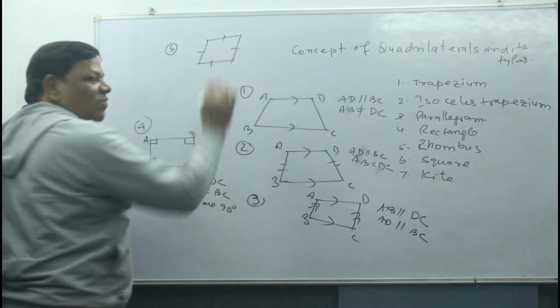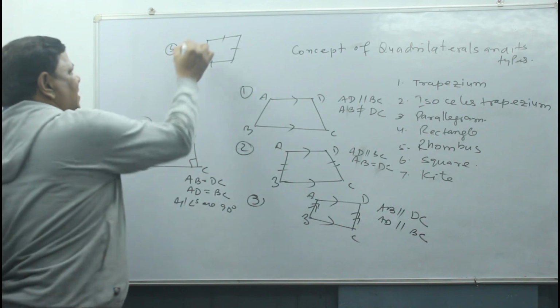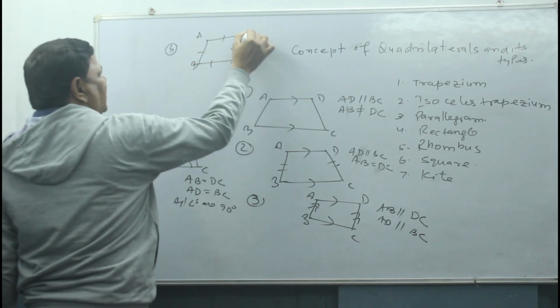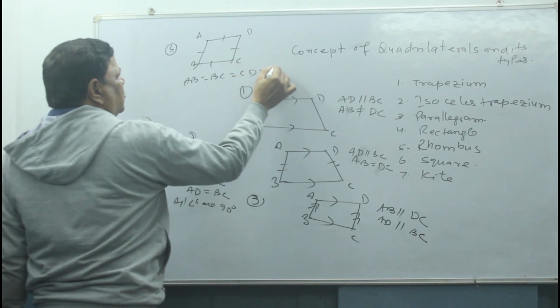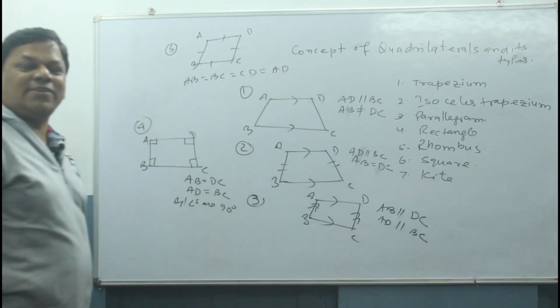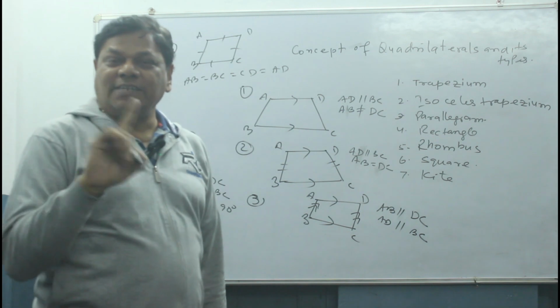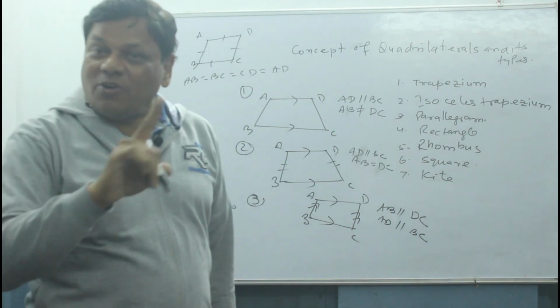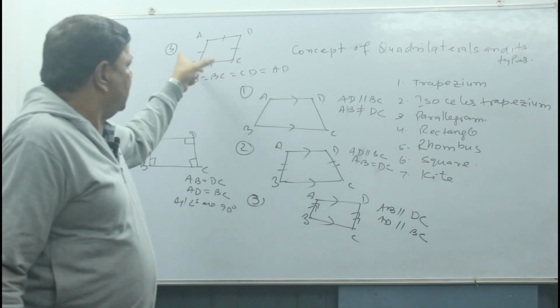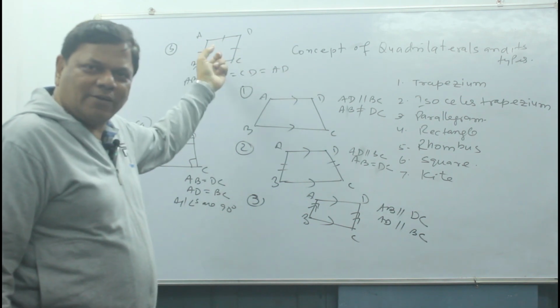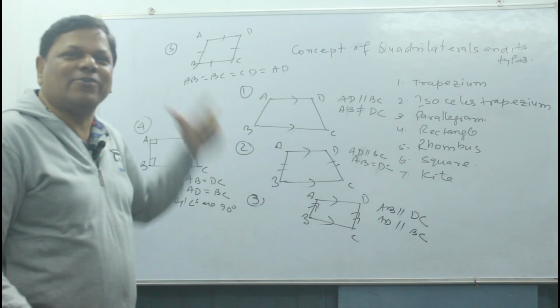All sides are equal. In rhombus, let the vertices be A, B, C, D. So AB equal to BC equal to CD equal to AD. All sides are equal, but angles are not 90 degrees. Opposite sides are parallel also. This is also parallel. So this is not a parallelogram? Yes, this is also a parallelogram.